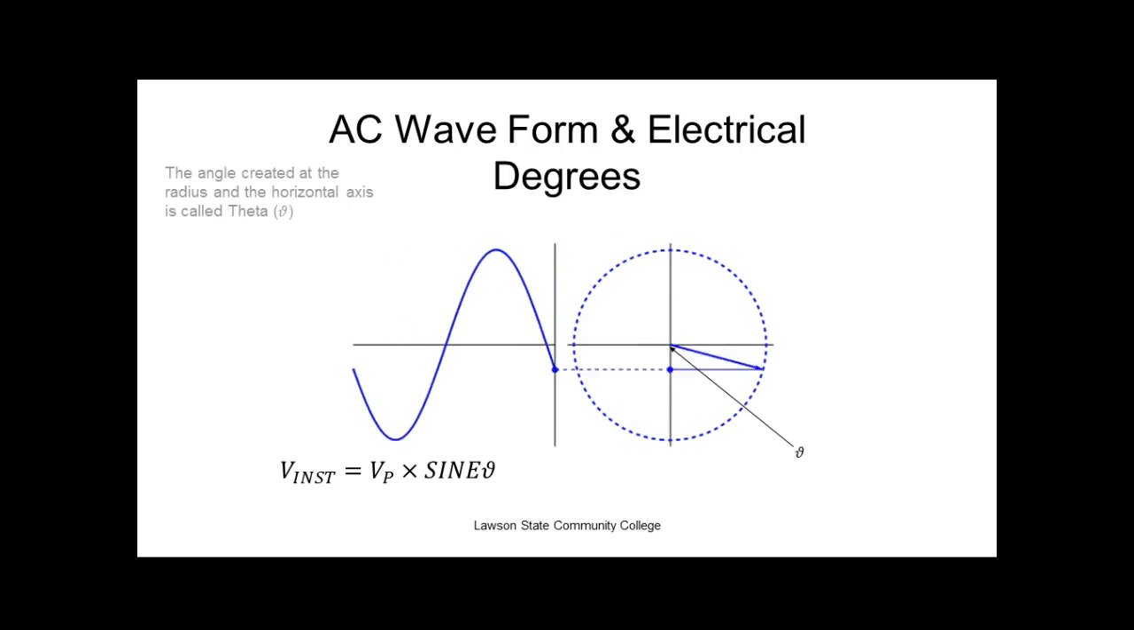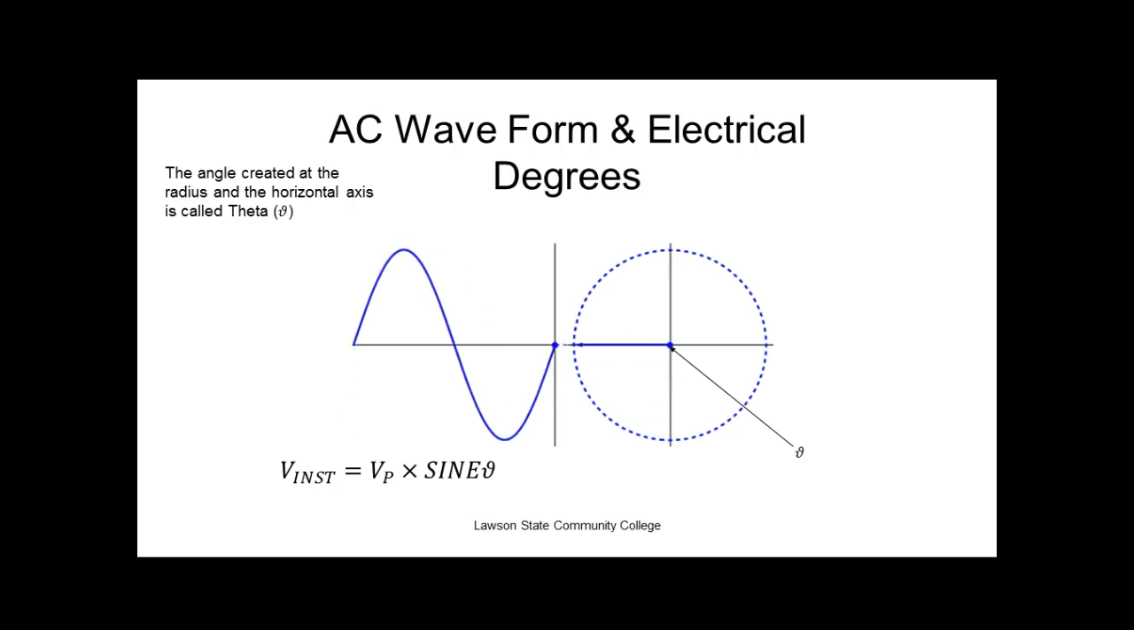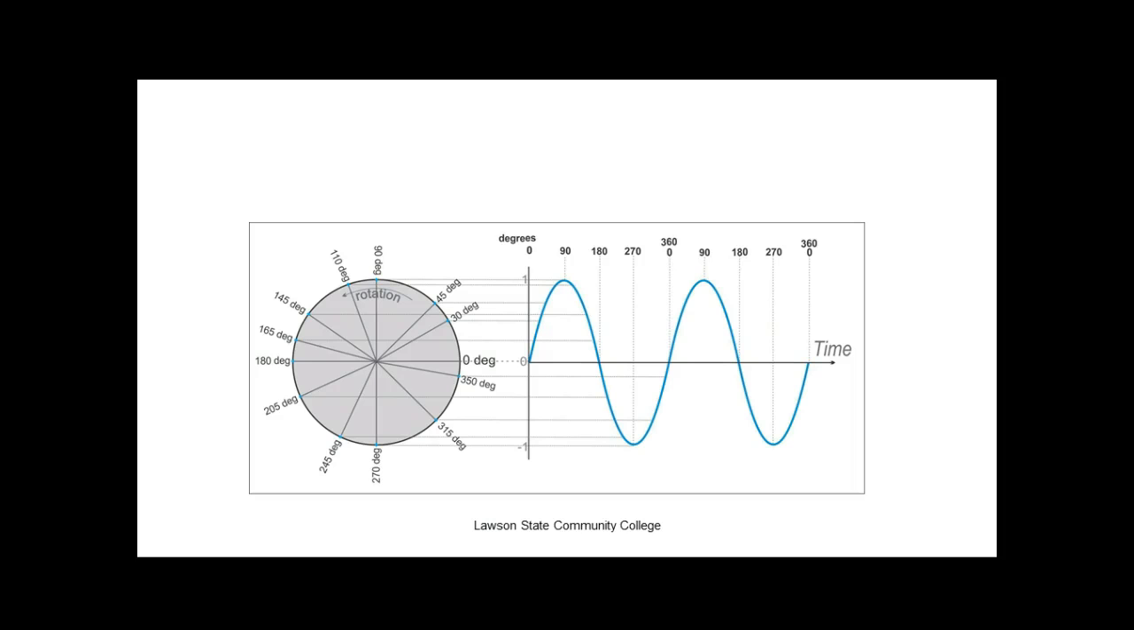AC waveforms in degrees. So we call this angle right here the angle theta. Now this is not really important for this class when you take AC. All we're going to do is show you why this thing is called a sine wave. So I wouldn't even worry about it right now. Okay. But why is it called a sine wave? Well, it varies according to what we call the trigonometric sine of the angle. And this is what we're talking about.